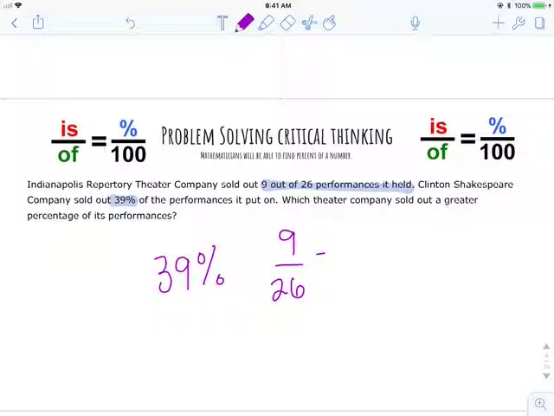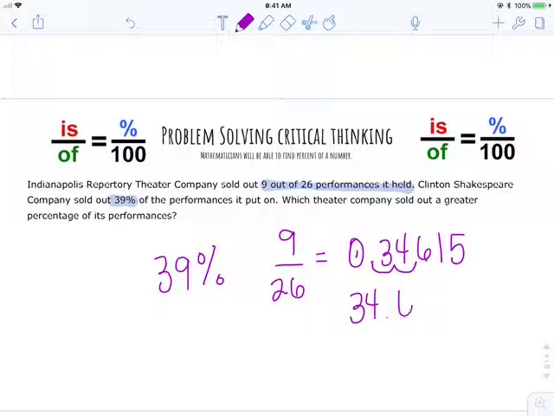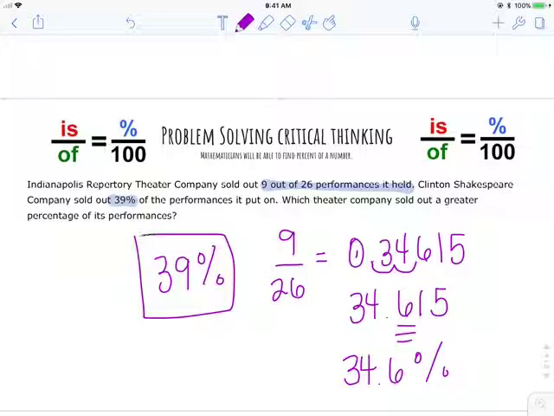When you do the division, you should have gotten 0.34615, and that decimal keeps going on. So this is where we keep moving the decimal. We get 34.615. And then we round to the tenths place. So that 1 keeps the 6 the same, so it's 34.6%. When I compare which theater sold out greater percentage, 39%, and you would need to note that as the Clinton Shakespeare Company in the final answer to your problem.